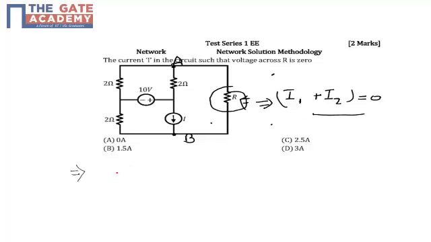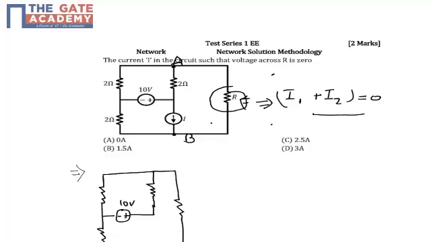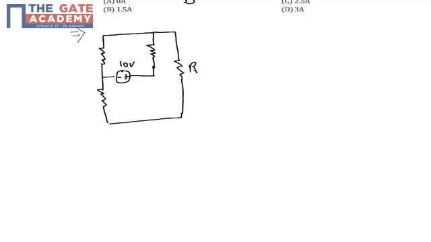So in the first case, we will consider the 10 volt source, and we will replace the current source I by its impedance, which is infinity. So we will replace the current source with an open circuit. Let's draw the effective circuit for this case: 10 volt, 2 ohm, the current source open circuited, and here is my R resistor, with 2 ohm, 2 ohm, 2 ohm. I need to find the current across this resistor R, which is I1.